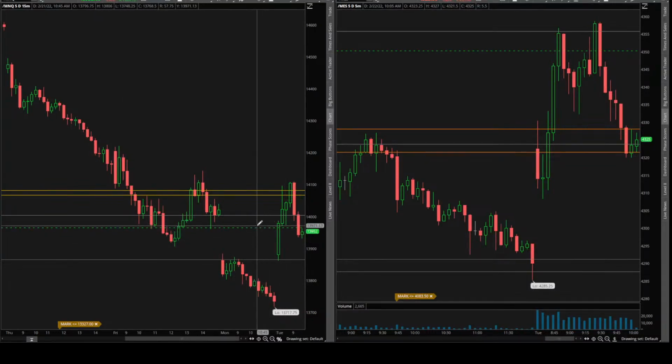On NASDAQ, I'm mindful that we're under the overnight high. We're under this level, which was support earlier. So we've really got, in my mind, our work cut out for us to get up above 1400 even on the NASDAQ.